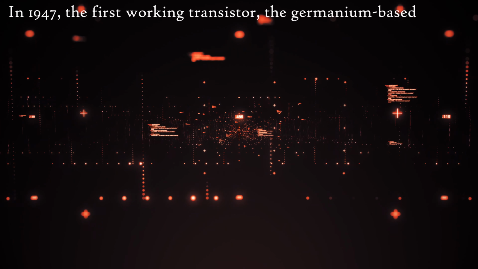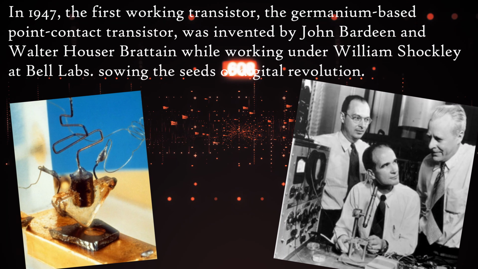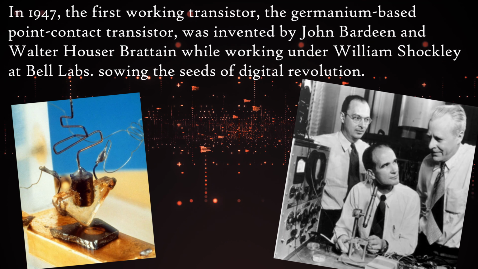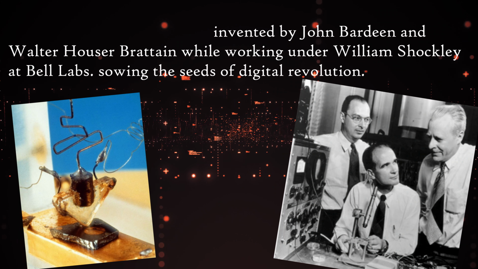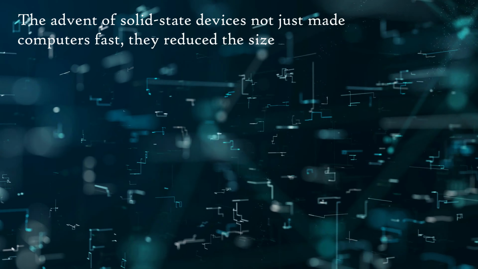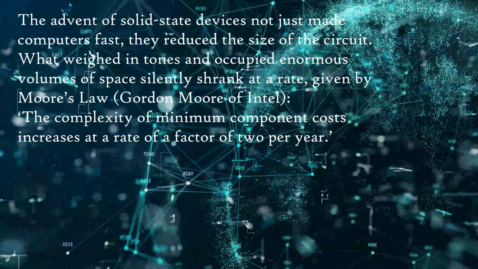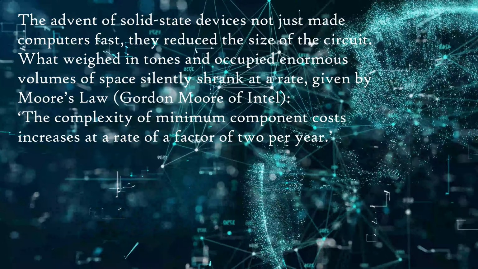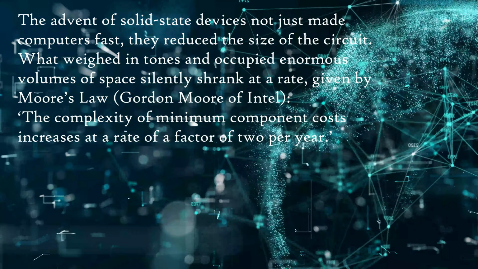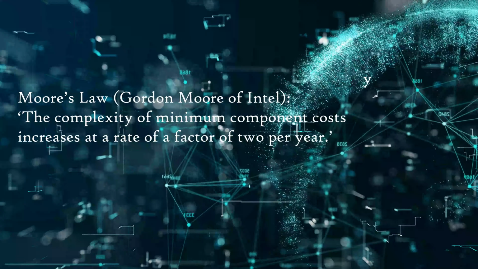In 1947, the first working transistor, the germanium-based point-contact transistor, was invented by John Bardeen and Walter Houser Brattain while working under William Shockley at Bell Labs, sowing the seeds of the digital revolution. The advent of solid-state devices not just made computers fast, they reduced the size of the circuit. What weighed in tons and occupied enormous volumes of space silently shrank at a rate given by Moore's law, which was, the complexity for minimum component cost increases at a rate of a factor of 2 per year.